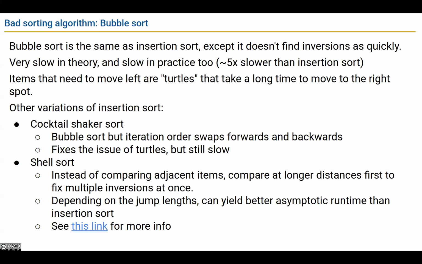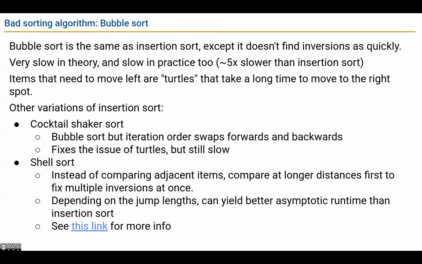We have some other variations of insertion sort. Cocktail shaker sort is similar, where we do bubble sort going left to right, but then we go right to left for the next pass, and then left to right, and then right to left. That gets rid of these turtles, but it's still quite a bit slower. The reason it's called cocktail shaker sort is because you're kind of shaking the list.